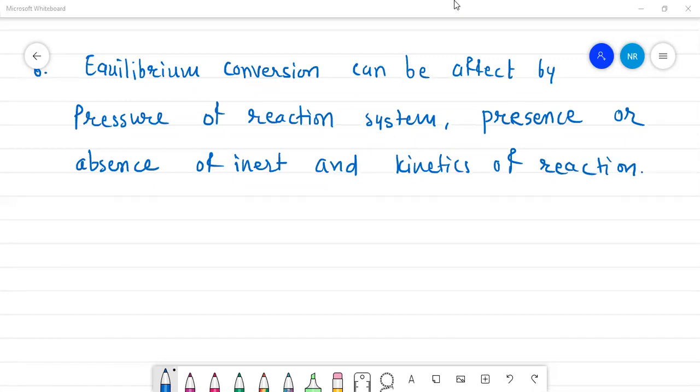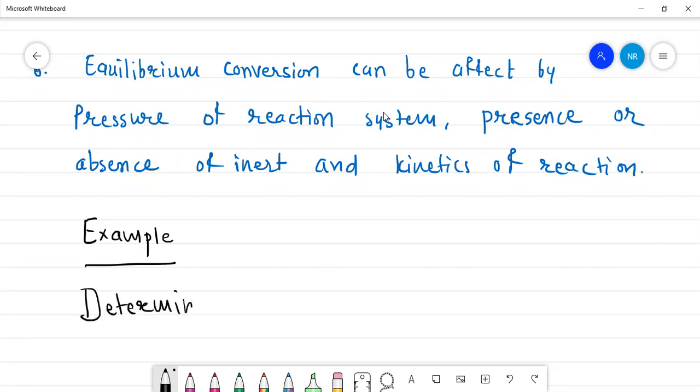Okay, so let's calculate one example. That example will tell me that once the reaction temperature increases, conversion decreases. That is the thing that I would like to tell. So let's calculate one example. Example: determine the equilibrium conversion for the following elementary reaction.